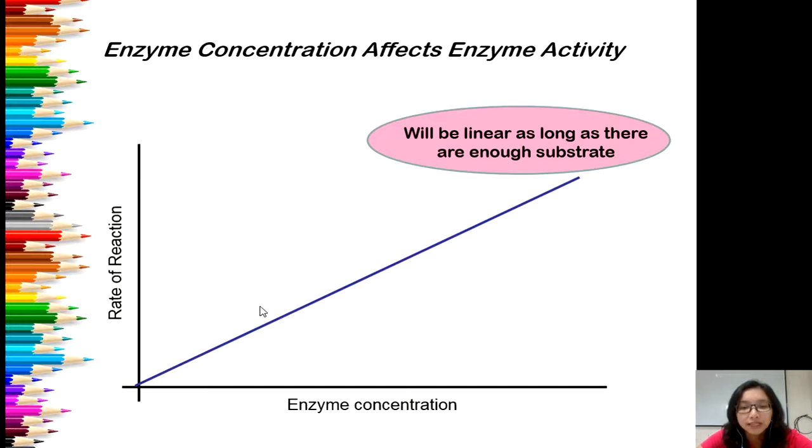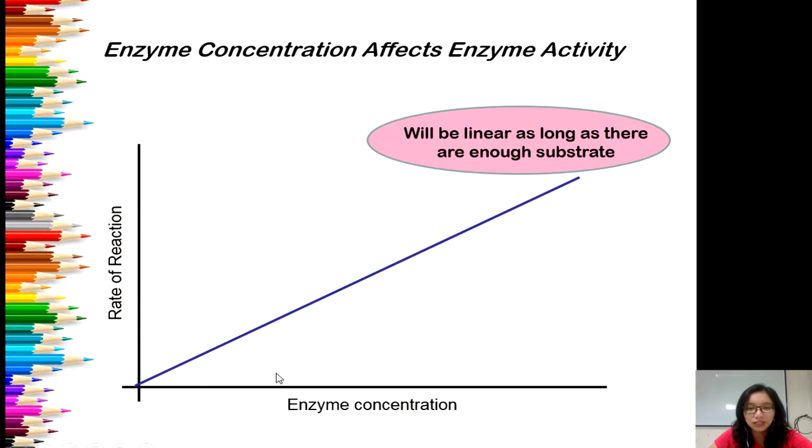If the enzyme concentration is low, like at this area, when you have only a little enzyme, there will be only a little amount of active sites, and because there are few active sites, only less enzyme-substrate complex will be formed. But as we increase the enzyme concentration, more substrate can bind onto the active sites. Of course, the rate of reaction will increase, and so on until the substrate is no longer available.